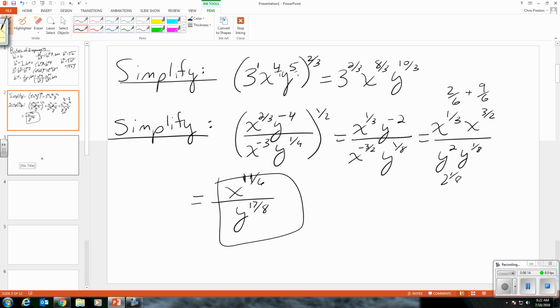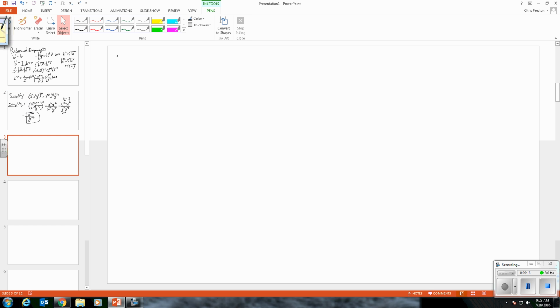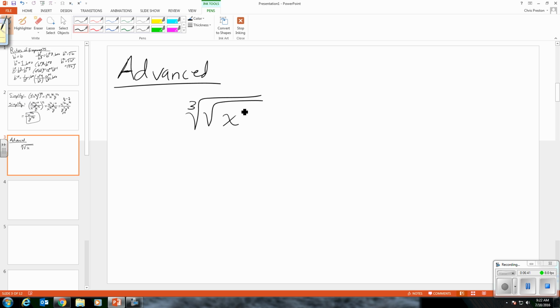Now, let's say we were looking at more advanced things here. So this may not be what we're going to get into, but just so you can kind of, if you're interested and you want to know, well, why are we doing this? Why are we wasting our time with it? Let's say I needed to take the cube root of the square root of x to the 5th. And say, what is that?